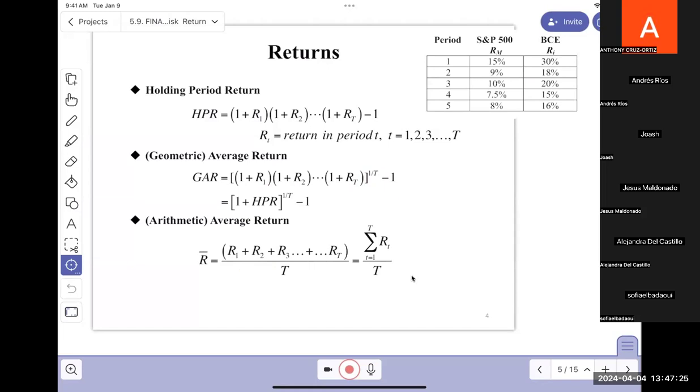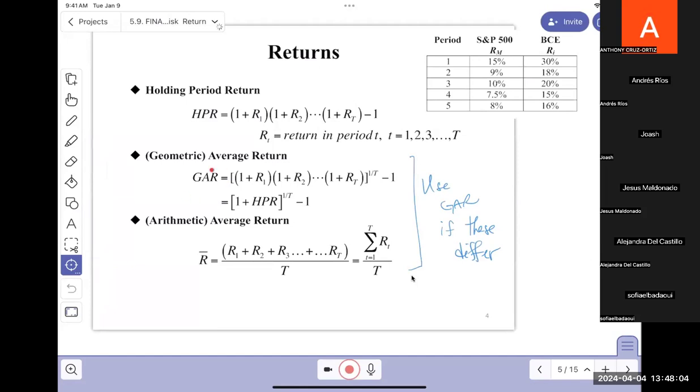Now, what's the difference between these? If they're not different, it doesn't matter. But if they are different, you use GAR. GAR is a better representation of the annual or periodic return over a period of time. That's because in our case, we're working with rates.